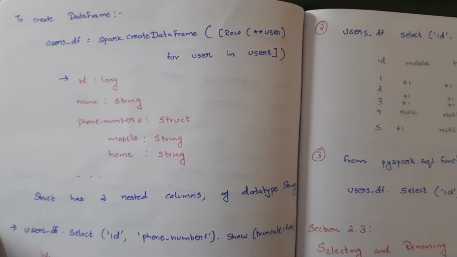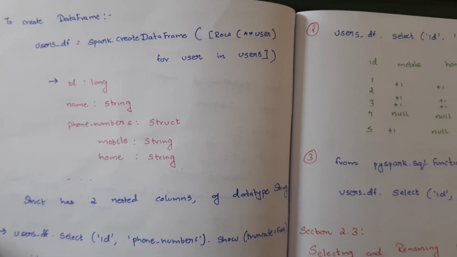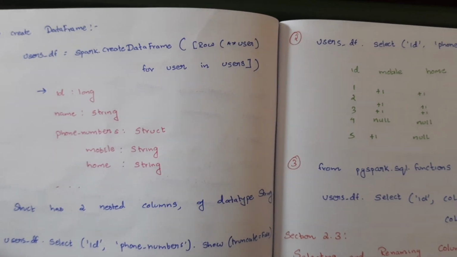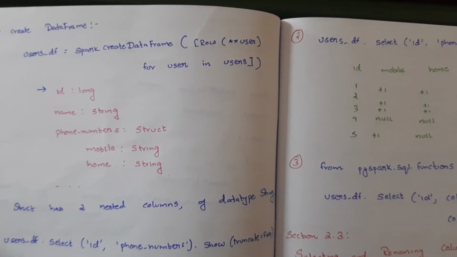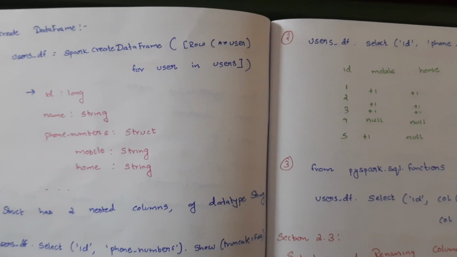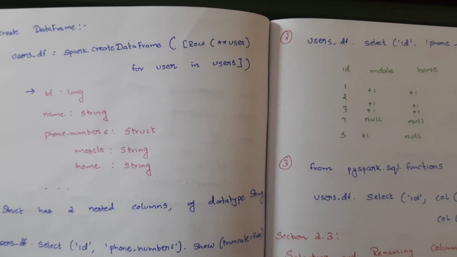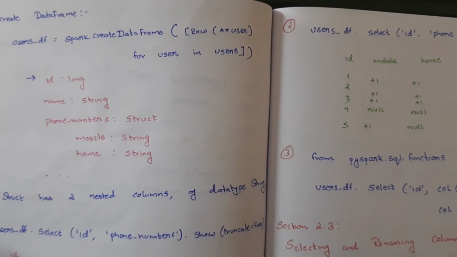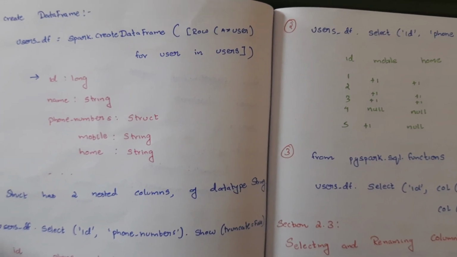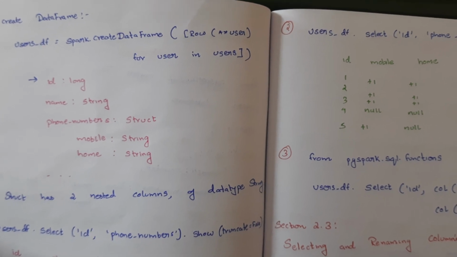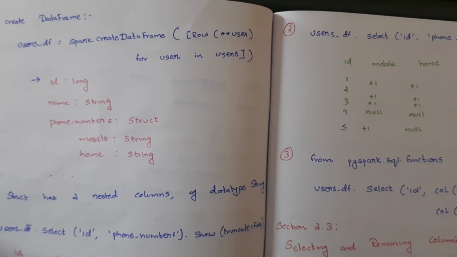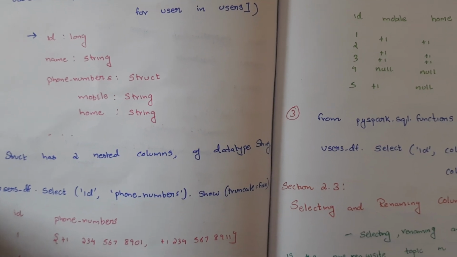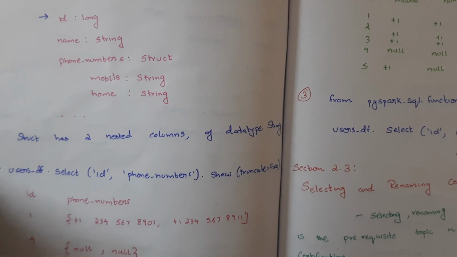To create a data frame like users_df, we use spark.createDataFrame. We are doing a list comprehension here, for user in users, then Row(**user). If you see, the id column is long, name is string, and phone numbers is a struct, which has a data frame inside with mobile and home, which are string type columns. The struct has two nested columns of data type string.